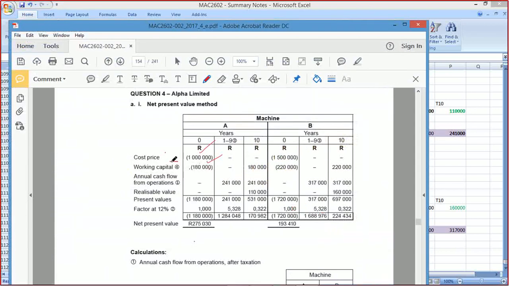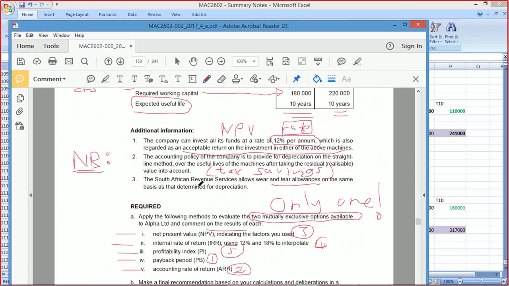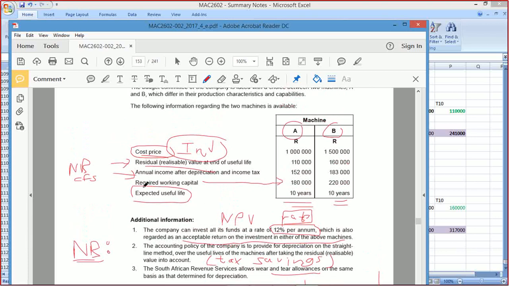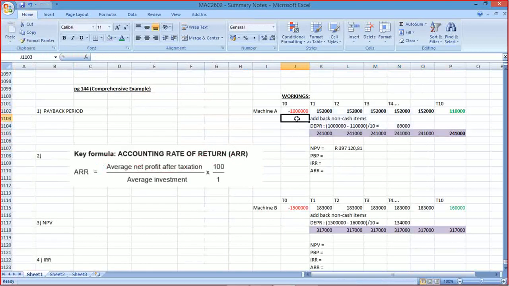Okay, I see they've included the working capital there. See that? Yes, sir. Okay. What did they say about the working capital? I forgot to include that. Oh, yeah, that's wrong. Okay, there. Required working capital. Forgot to put that in. Yes, sir. Okay, so required working capital must be inserted in. So you would then have to change this. Okay, so if I add that, net working capital, you'd have minus 180 here.